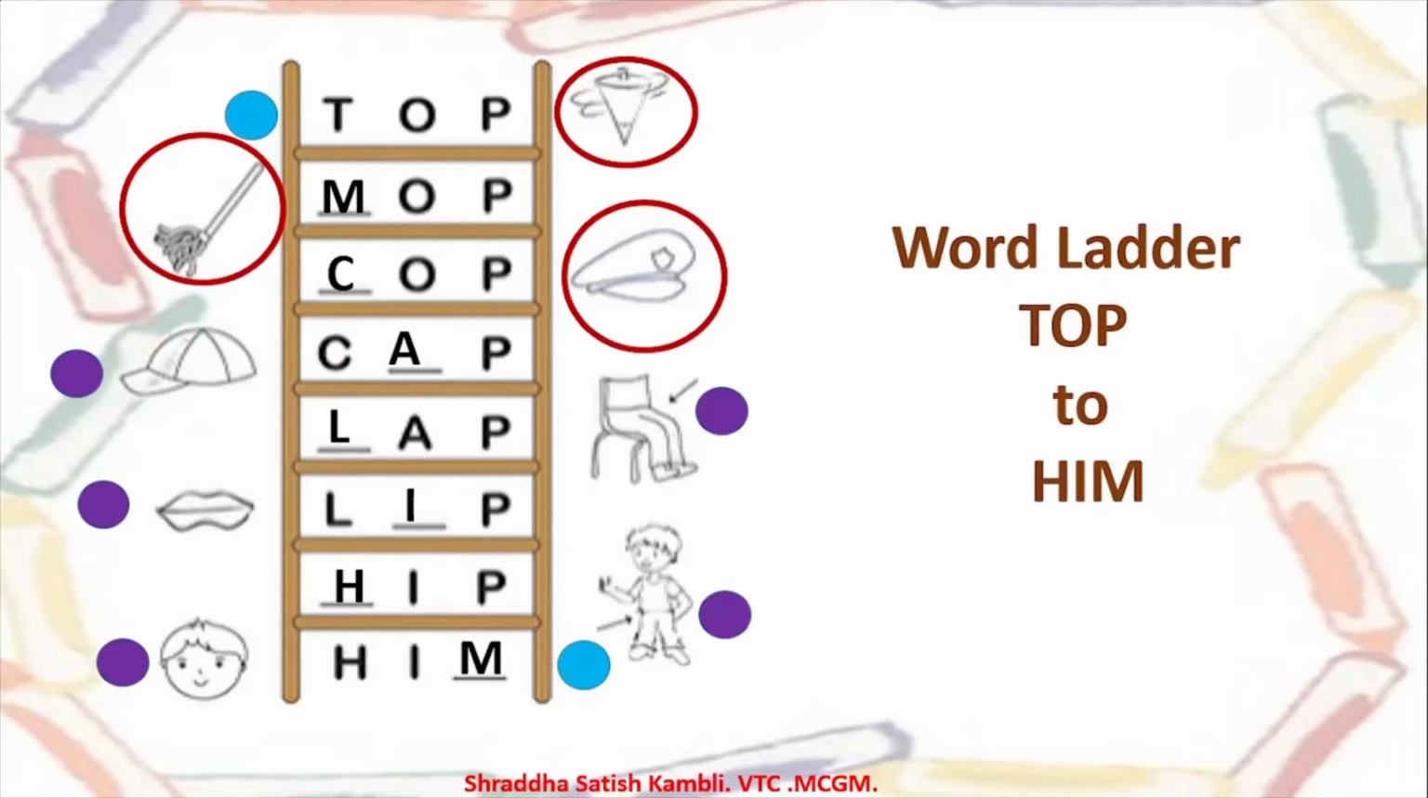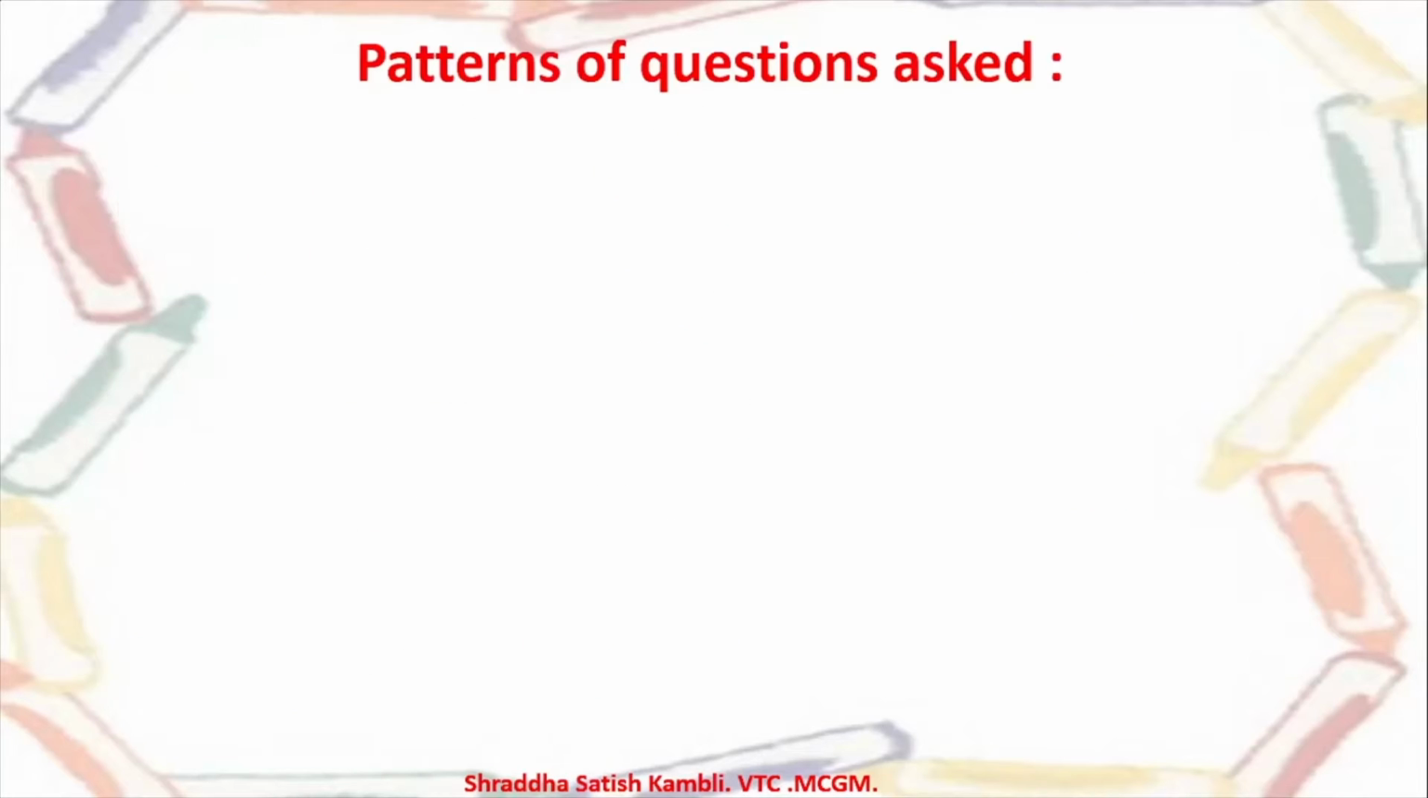Okay, so this was the explanation part of the video. Now let us take a look at the kind of questions that could be asked. So let's take a look at the patterns of questions which could be asked. So we have 4 patterns here. Let's take a look at the first one.